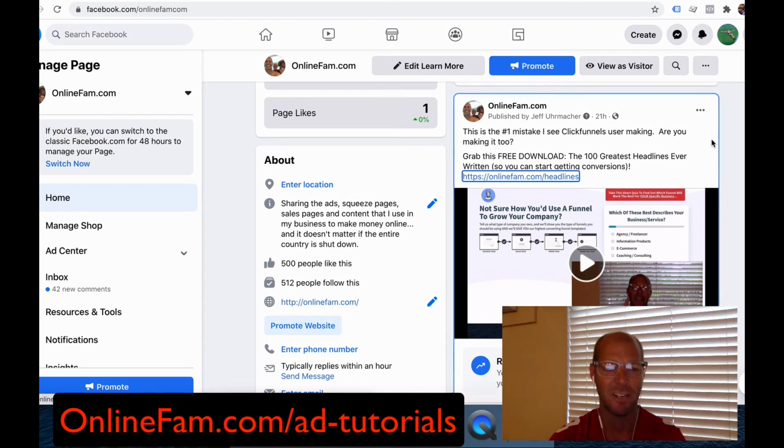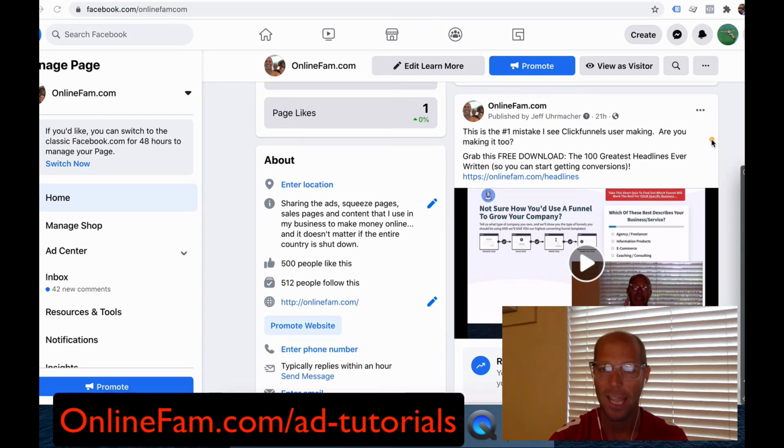So let's say that they've narrowed it down a little bit and they have their age group, they've got male or female, they've got their interests, they don't really know what to put here. This is one of those types of headlines. The number one mistake I see ClickFunnels users making. Are you making it too? Oh, I needed to change that. Oh, it's a question mark. I had it blocked out. I thought it was a colon. Are you making it too?